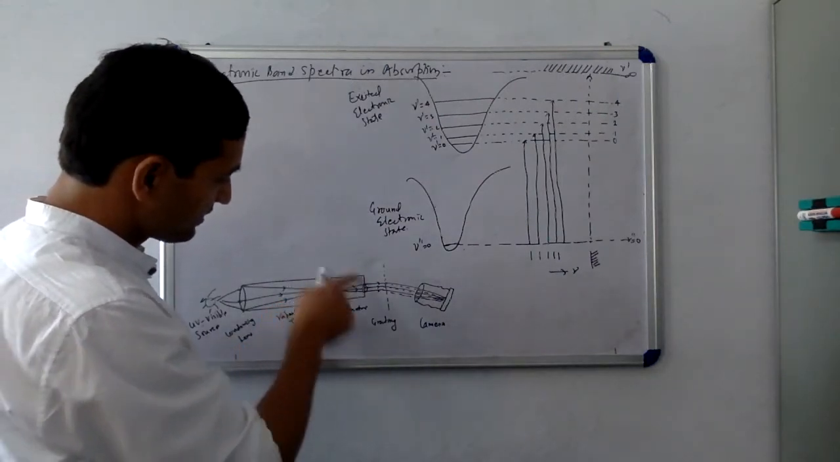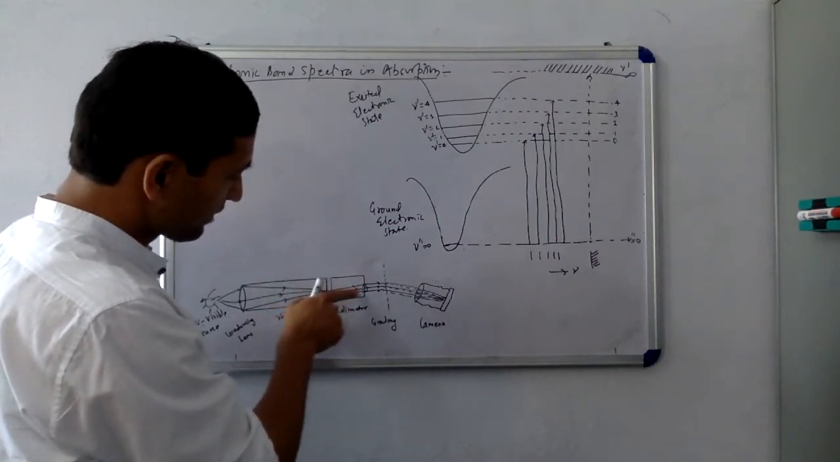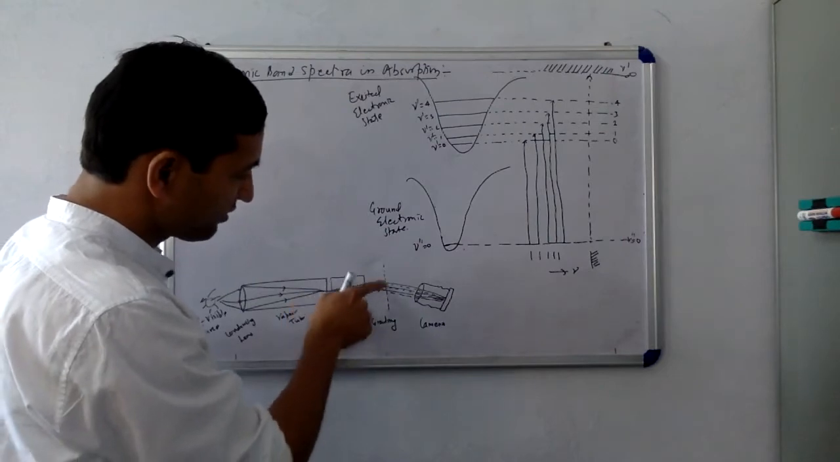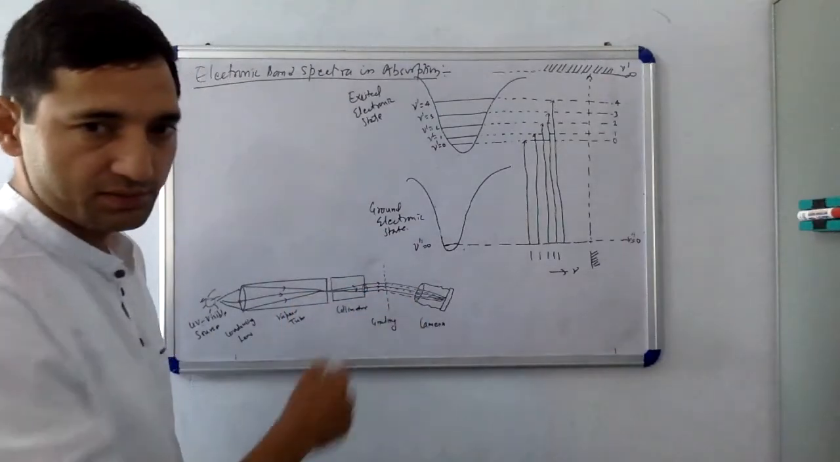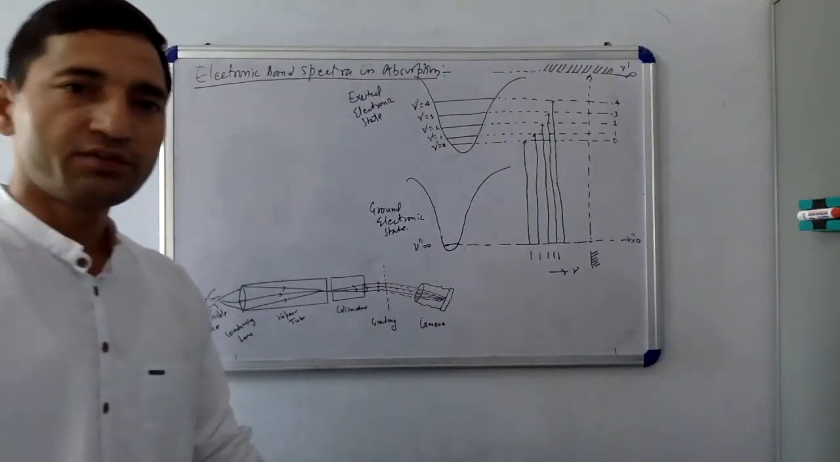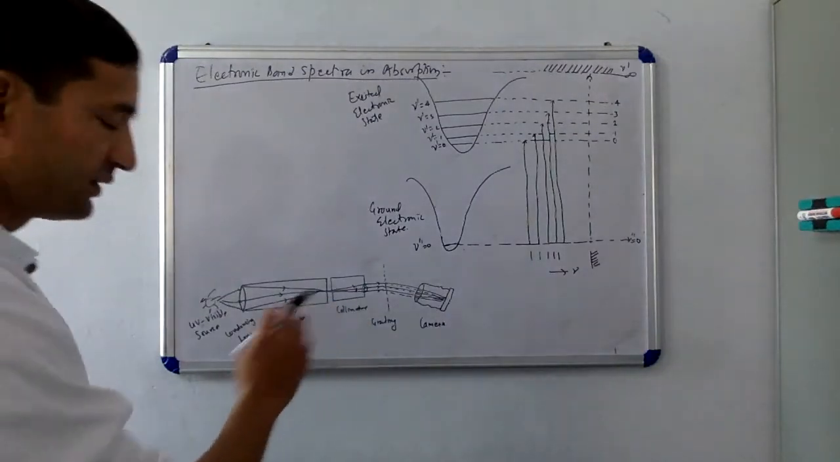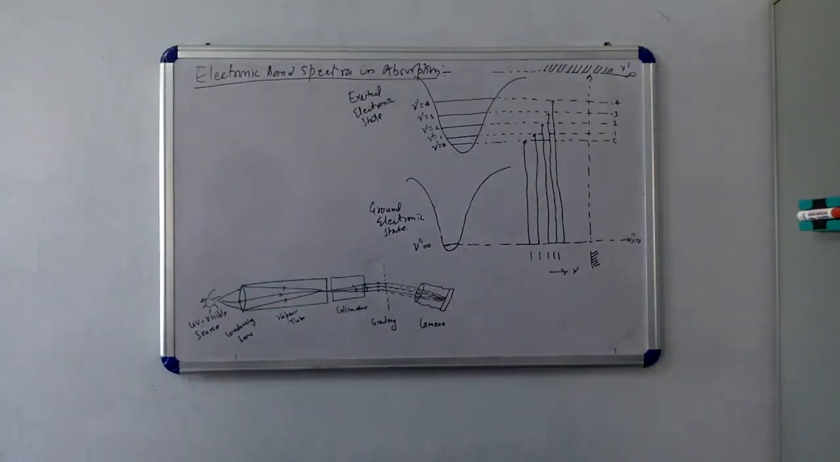Then this light is going, and from here you have a collimating lens. After the collimating lens you have a grating. Then you have a spectrograph or spectrometer and a photographic film. Initially these were recorded on the photographic film, and nowadays you have a spectrometer and spectrograph. Then you are observing the absorption spectra of the gas molecules.